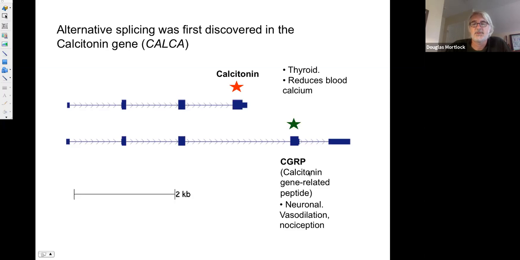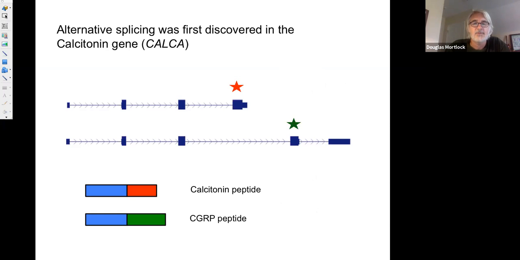This peptide is calcitonin gene related peptide, and it's expressed in neurons, and it has some functions in vasodilation and pain reception. So this is one gene though, right? So this isn't just the calcitonin gene or the CGRP gene, it's both. It's called calc-A. So the peptide structure then would look like this.